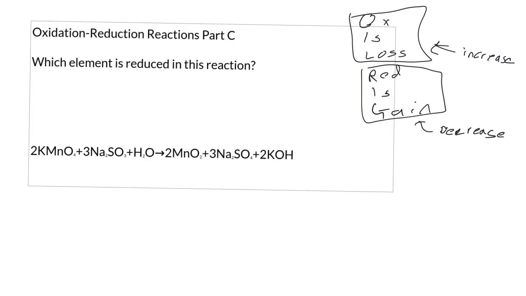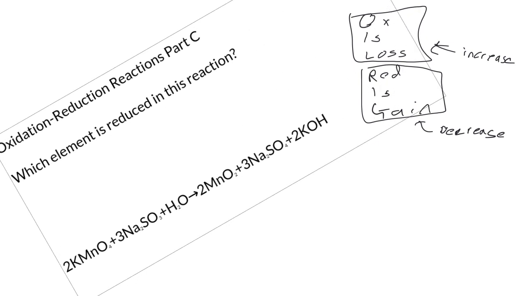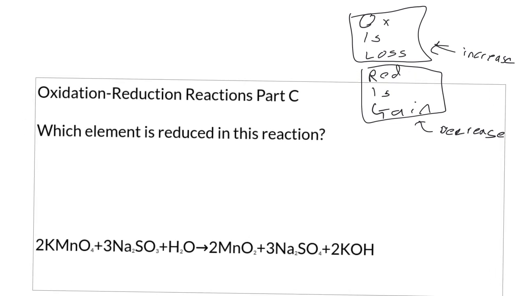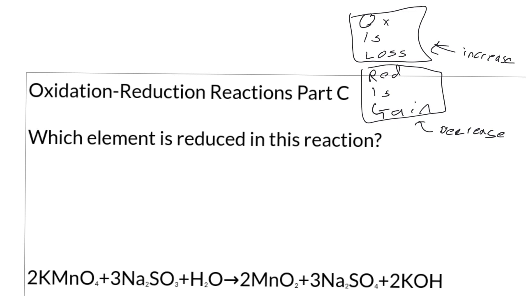So what we have to do is simply go through and assign oxidation numbers to every element in the problem. So I've got our chemical reaction here. I'm trying to make it really big so we have lots of room to work. And let's get to it. So we've got to assign an oxidation number. Let's start with low-hanging fruit first.